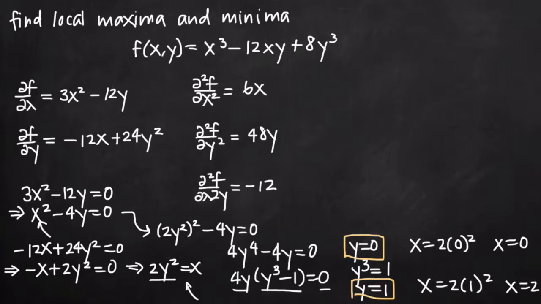So now, coming out of this first row, these two values, I'm going to get the coordinate point 0, 0. So I have my first coordinate point 0, 0, and then coming out of my second row with y equals 1 and x equals 2, I have the coordinate point 2, 1. So I have two coordinate points which are my critical points.